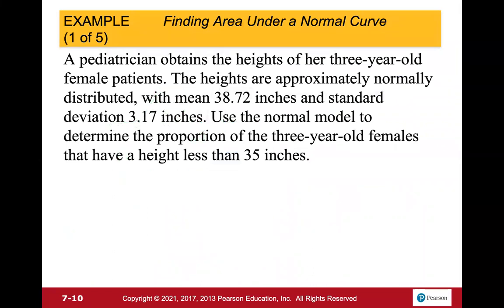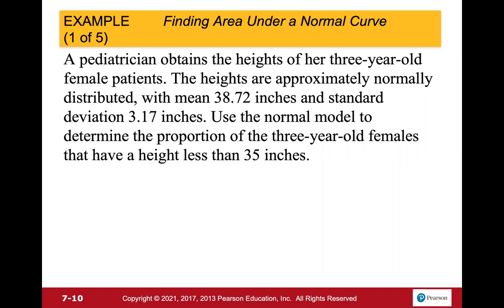All right, so now looking at this, we have one of our first examples. A pediatrician obtains the height of her 3-year-old female patients. The heights are approximately normally distributed with a mean of 38.72 and a standard deviation of 3.17 inches. Use a normal model to determine the proportion of 3-year-old females that have a height less than 35. Let's take all this information down. First things first, heights are approximately normally distributed. Perfect. Because they're normally distributed, we could use a standard normal distribution to identify whatever those values are.